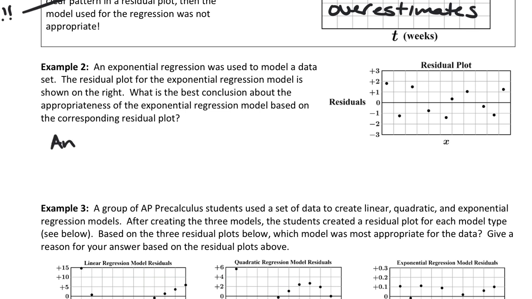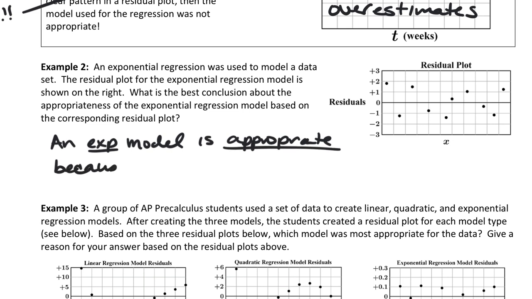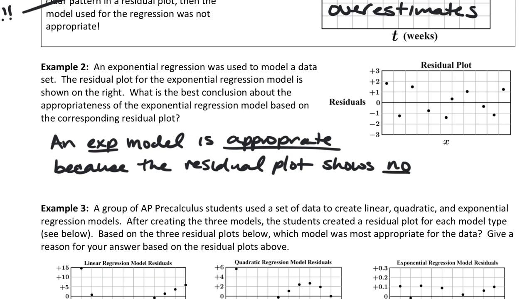We would say an exponential model is appropriate because the residual plot shows no clear pattern. If there is a pattern in the data, you picked the wrong model, basically. You got to try again. If the error is pretty random, that means we did a really good job drawing the line of best fit or the curve of best fit. So it's appropriate.